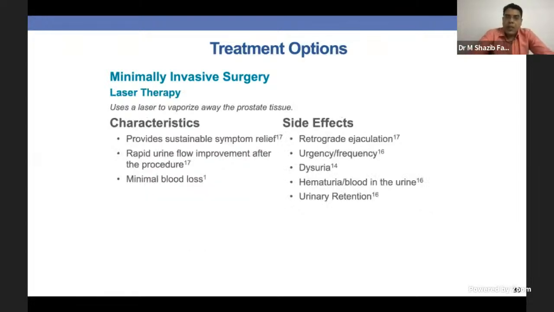Another important minimally invasive procedure is laser therapy or HoLEP, which stands for holmium laser enucleation of prostate. In this, the holmium laser vaporizes the whole of the prostate tissue. It provides symptomatic relief. Patients have prompt symptom improvement and very minimal blood loss. Side effects are almost similar to TURP: retrograde ejaculation, urgency, dysuria, hematuria, or retention.